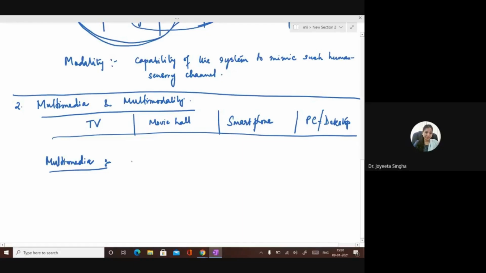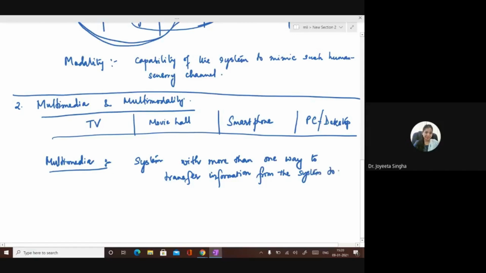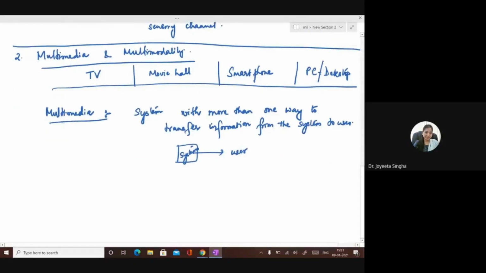So what is multimedia? A multimedia system is a system with more than one way to transfer information from the system to the user. Now I'll write down what multimodality is.